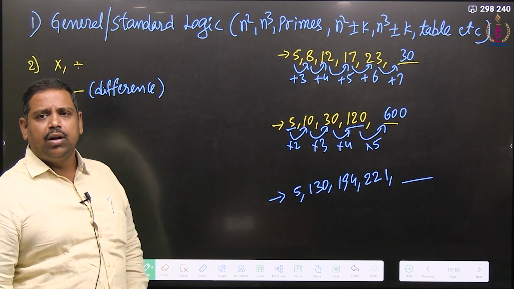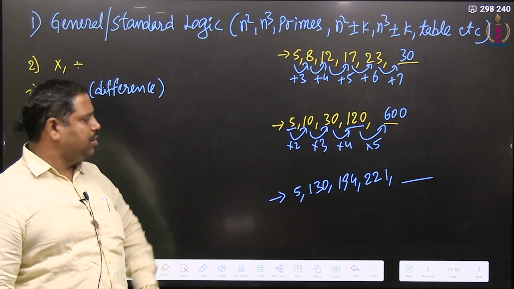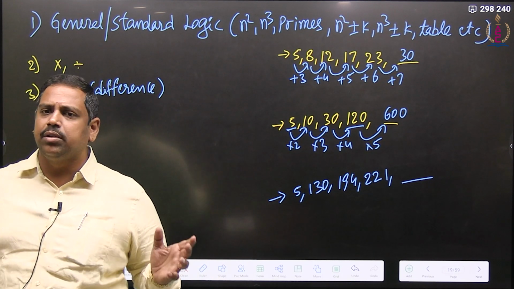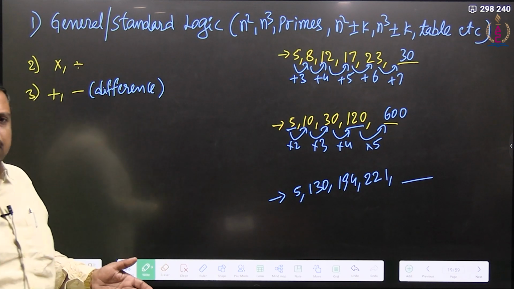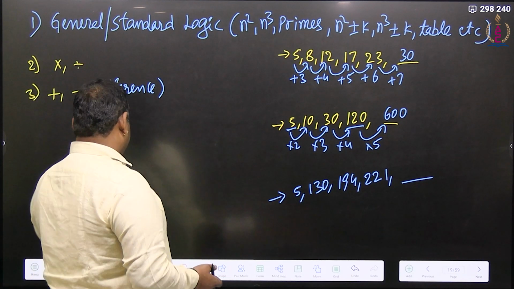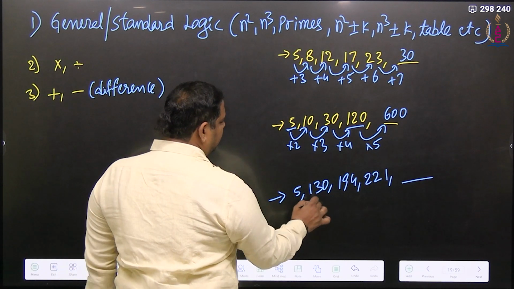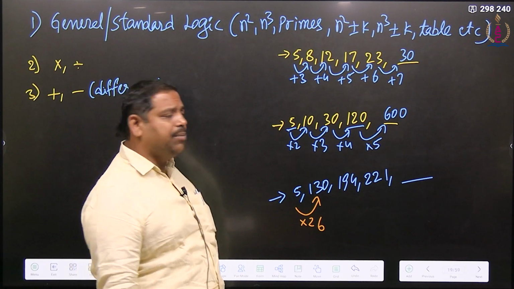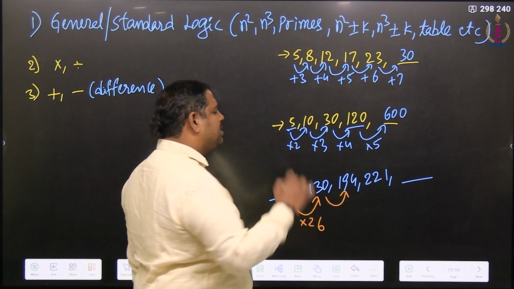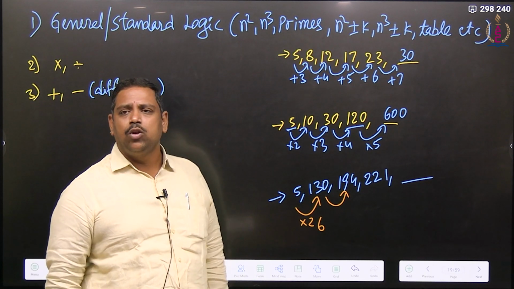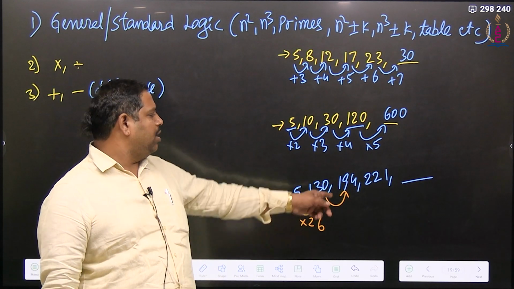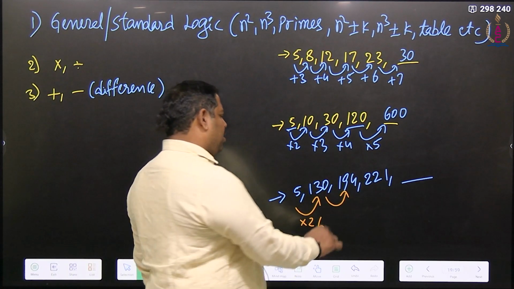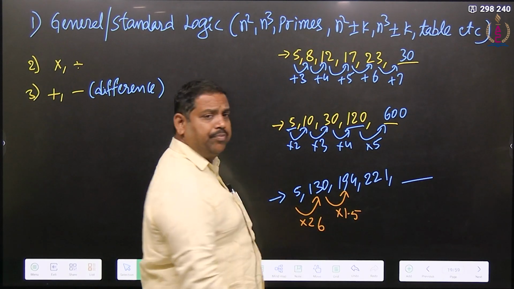Then we have to think of addition, subtraction or multiplication, division. What is the first number? Last number? 221. Gap is less or huge? Huge. Huge means multiplication. Okay. Now observe, 5 becomes 130. Means how many times? 26 times. 130 becomes 194. 1 time is 130, sir. Gap is high. 2 times means 260, sir. Oh my God, already crossed. It is not 1 time, it is not 2 times, it is in between. Maybe 1.5 time. Maybe, I am not sure.